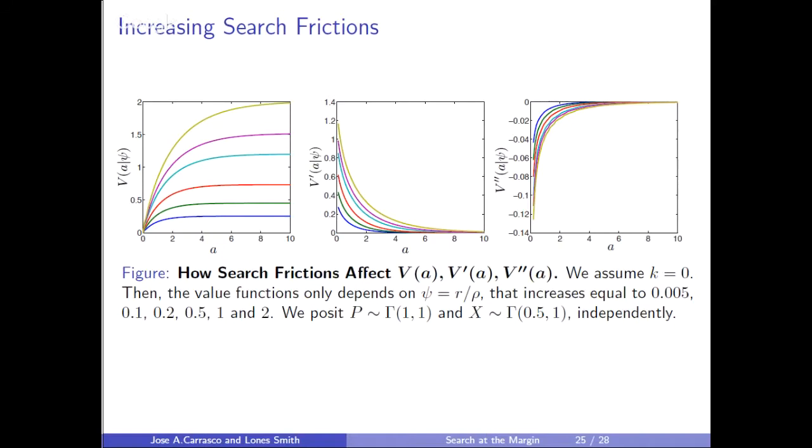And this is the figure here. The marginal value falls from the yellow to the purple to the light blue and so on. Okay? Which means that as frictions increase, you're more willing to sell. Your reservation prices fall.